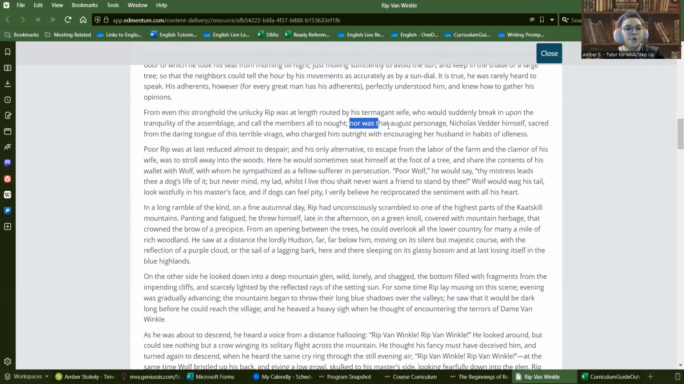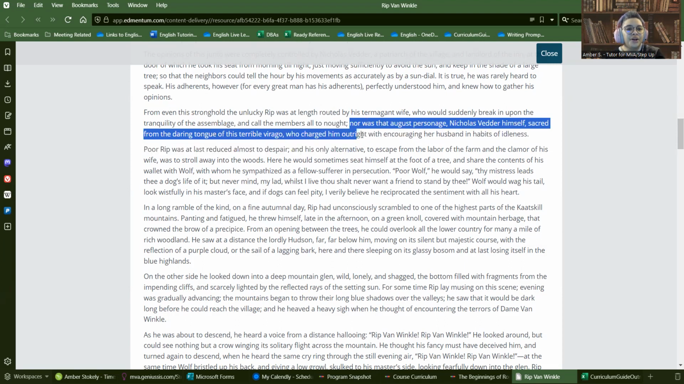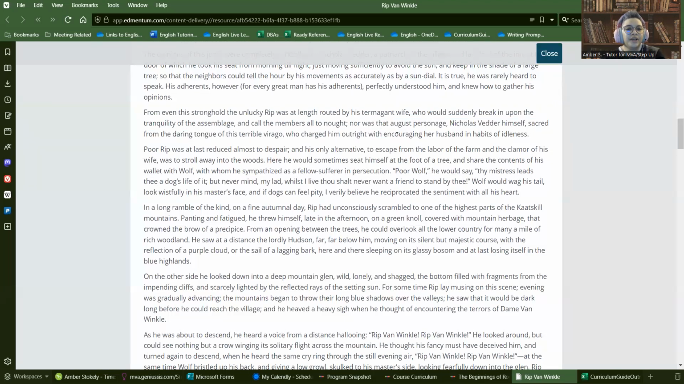And then it says, nor was that august personage, Nicholas Vedder himself, sacred from the daring tongue of this terrible virago, who charged him outright with encouraging her husband in habits of idleness. All right, so we have a few words to look up here. So August, we know that August is like a fall, like end of summer, early fall kind of month, right?